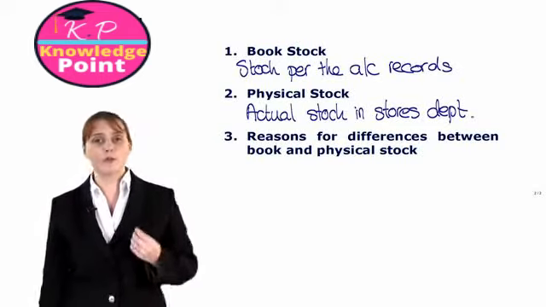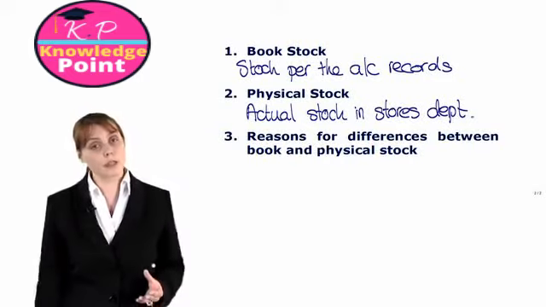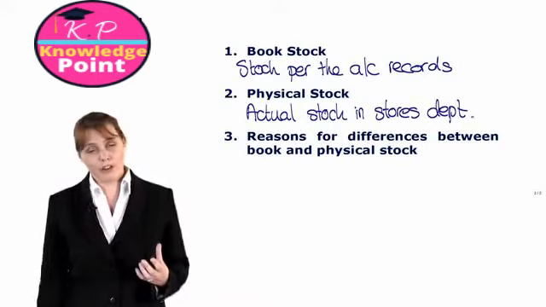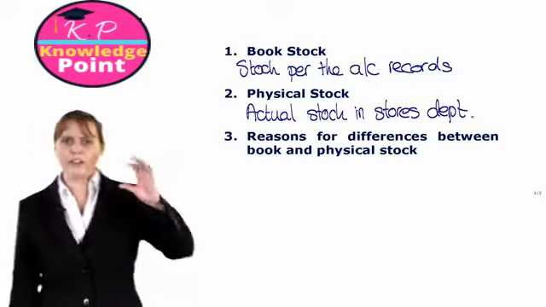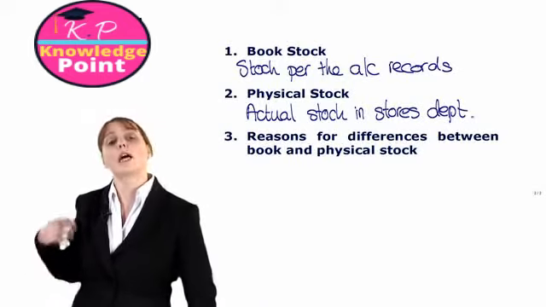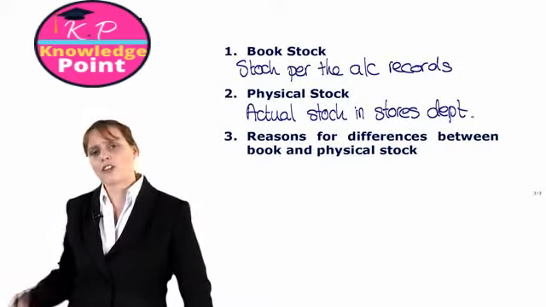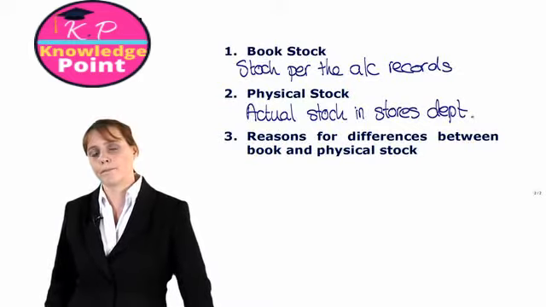But there's a number of reasons why there might be differences between our book stock and our physical stock. If we think about it for a minute, what might these reasons be? So we think we have 1,000 units of stock in our warehouse according to our accounting records. But actually, there's only 900 units of stock in the warehouse. Why is there a difference?